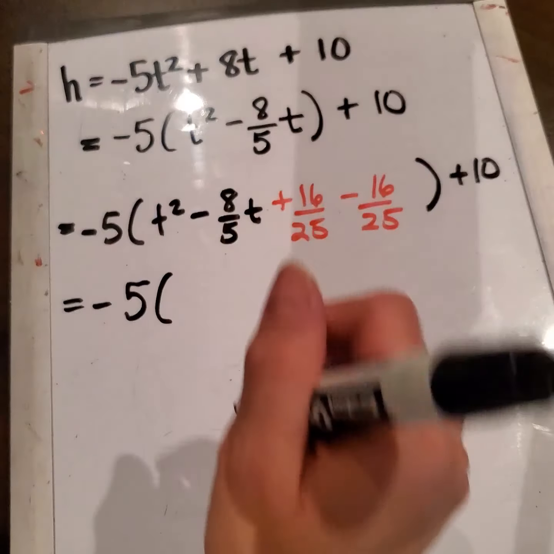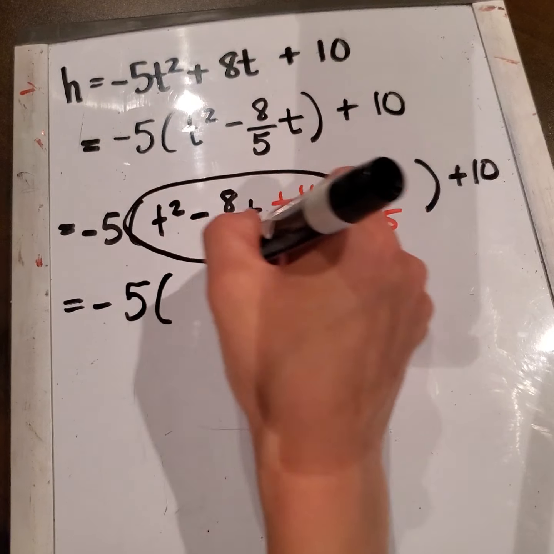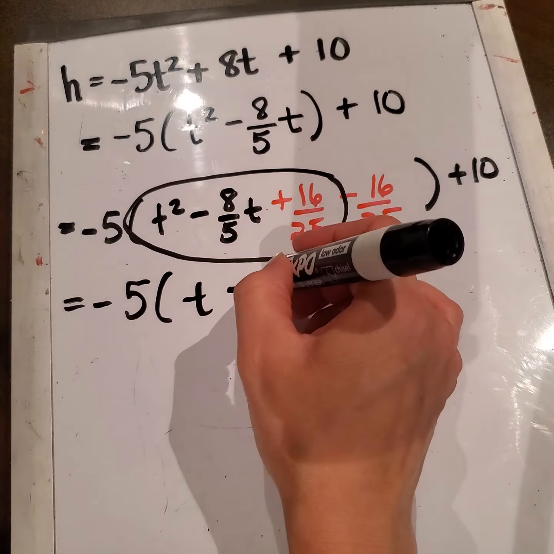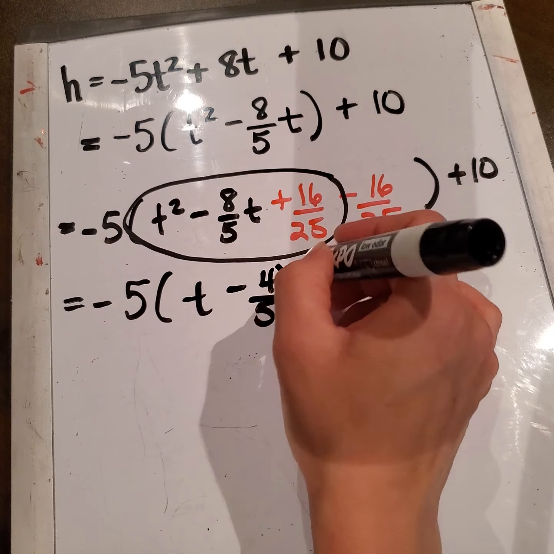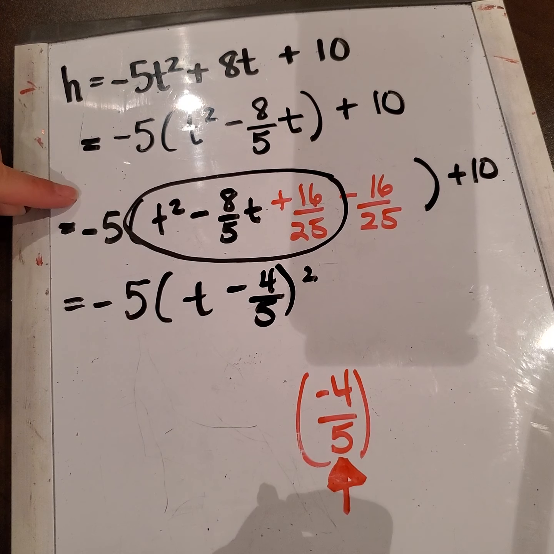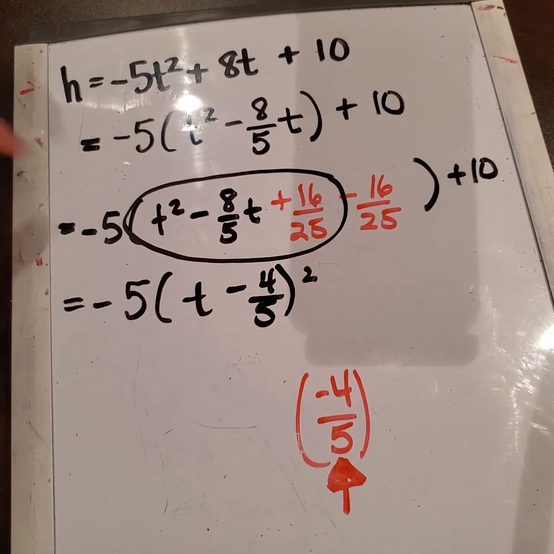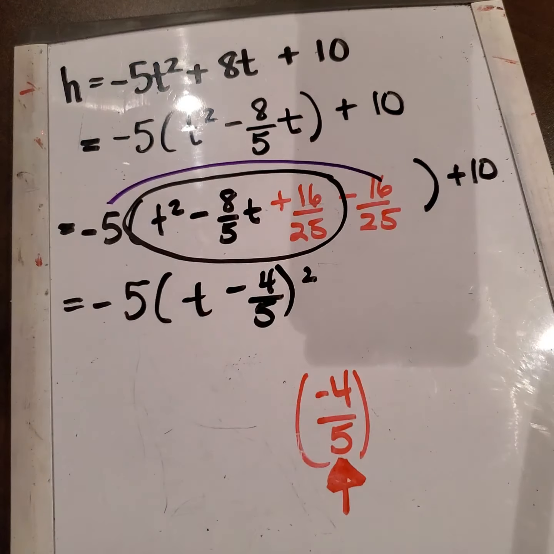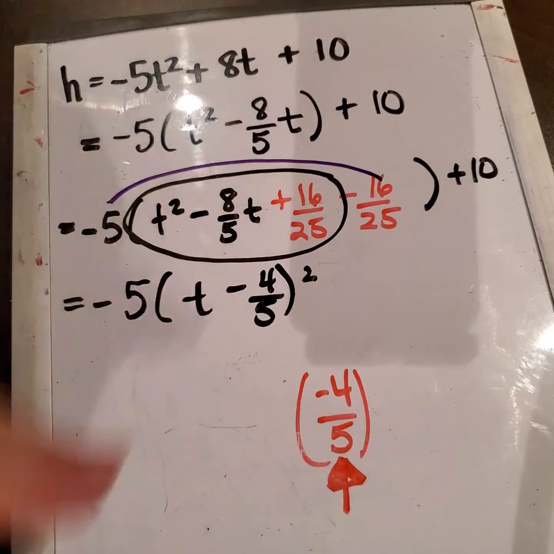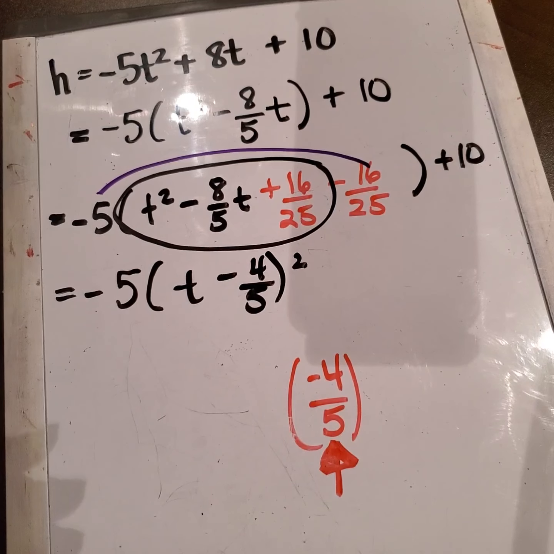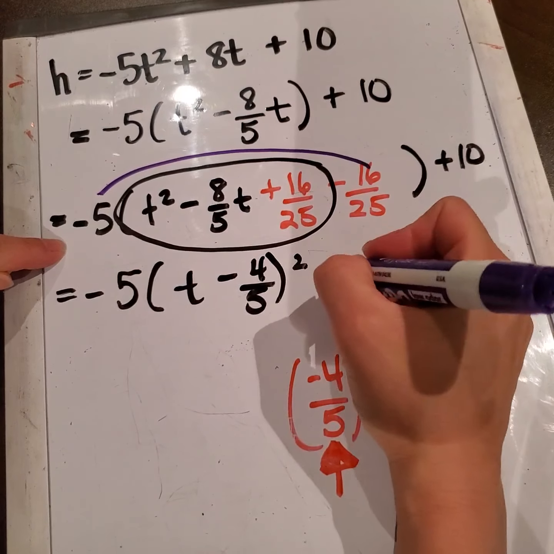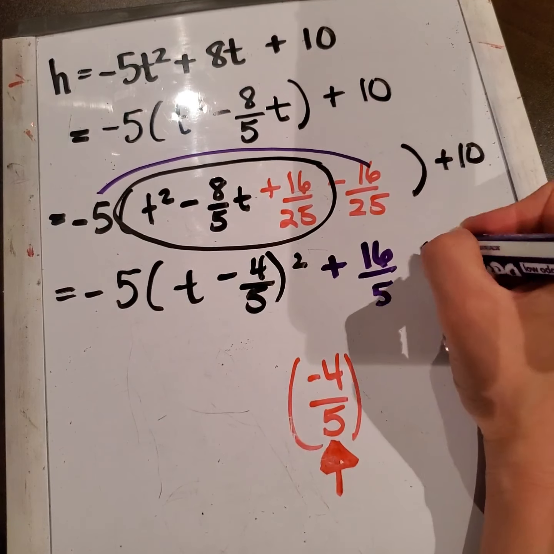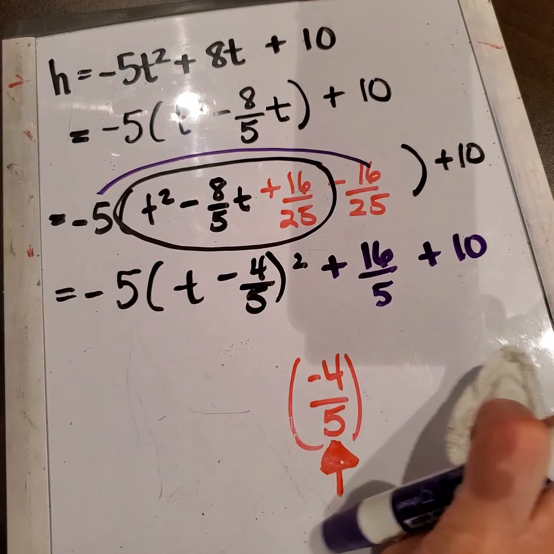Minus 5. Remember, this is a perfect square trinomial. And so when I factor it, I'm gonna get t minus 4 over 5 squared. This bracket is owned by a negative 5, and I'm about to pull out minus 16 over 25. So in order to release him from the bracket, so to speak, I have to multiply those together. A negative and a negative is going to give me a positive, and that works out to be 16 over 5. Again, plus 10, we copy that in every step.